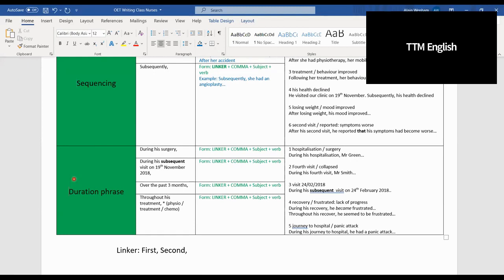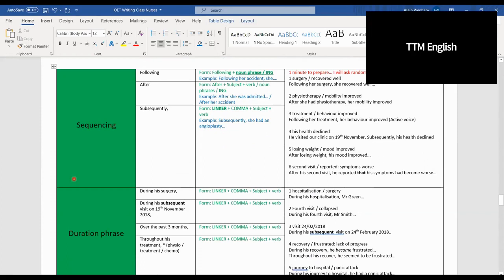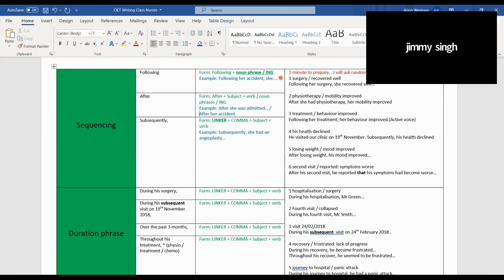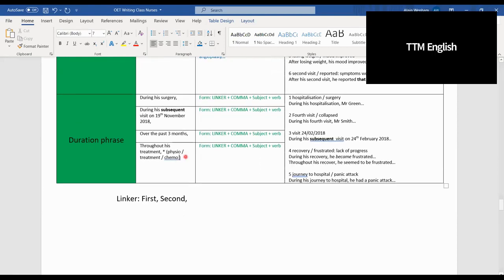So today I've tried to talk about dates. I've tried to talk about sequencing language. Yes, question if you've got one. I know you said you found this, but I'm just wondering whether you could say, throughout his hospital stay, Mr. Smith experienced worsening symptoms. Yeah, you could say that, hospital stay. I like that. That sounds really nice.